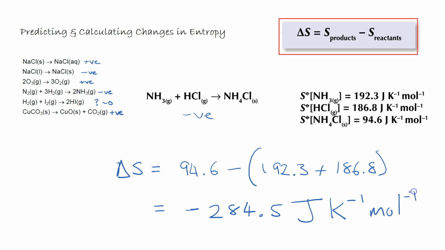So the calculations here for our entropy change are quite simple. We just have to remember that it's products take away the reactants, and we sum all of our products. And again, if there are any stoichiometric numbers in front, we need to multiply those to get the values. We're now going to see how entropy can have an effect on whether or not a reaction is feasible and whether it will go.